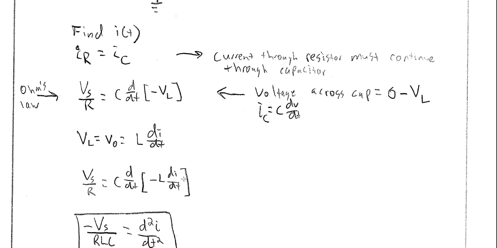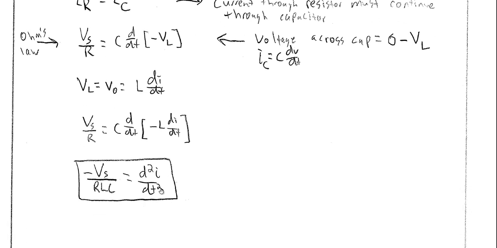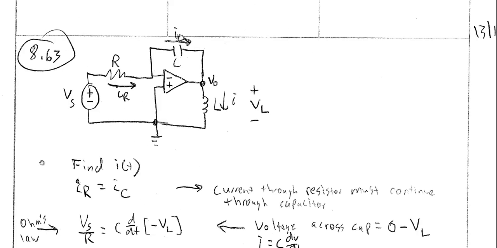And so if we take this, we can pull out the negative L, that's going to be a constant. We can pull out the C and just divide the left side by L and C and multiply it by -1, and we get negative Vs over RLC, and this is going to just leave us with the derivative with respect to time of the derivative of I with respect to time. So that means the second derivative of I with respect to time is equal to negative Vs over RLC. And that is the characteristic equation that governs the behavior of this operational amplifier RLC circuit.